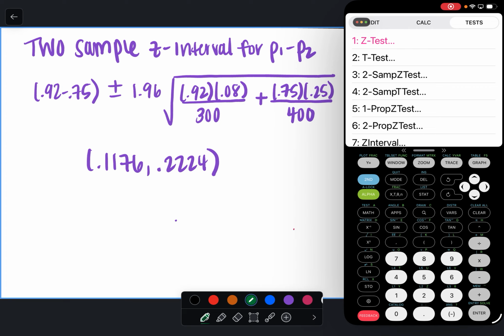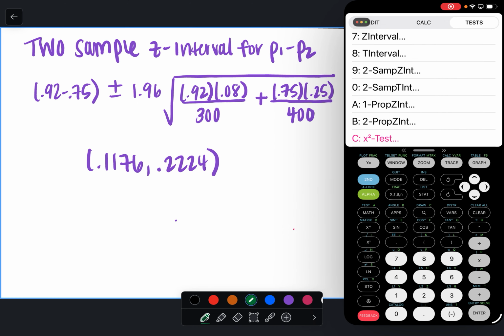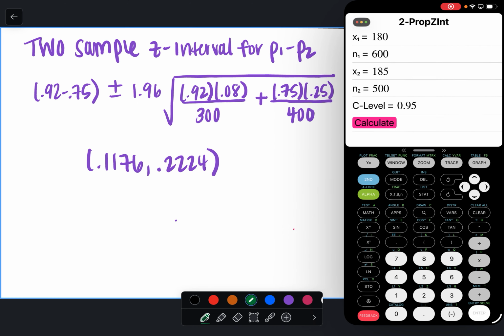We are going to letter B. So underneath A, you should see something that says 2-PropZInt. You want to hit enter, and then it's going to ask you similar questions to the 1-PropZInt. X is number of successes, N is sample size. So for our groups, you have to use the calculated values that we did in success/failure. There were 276 out of 300 in the teens group who use social media. There were 300 out of 400 in the adults group that use social media.